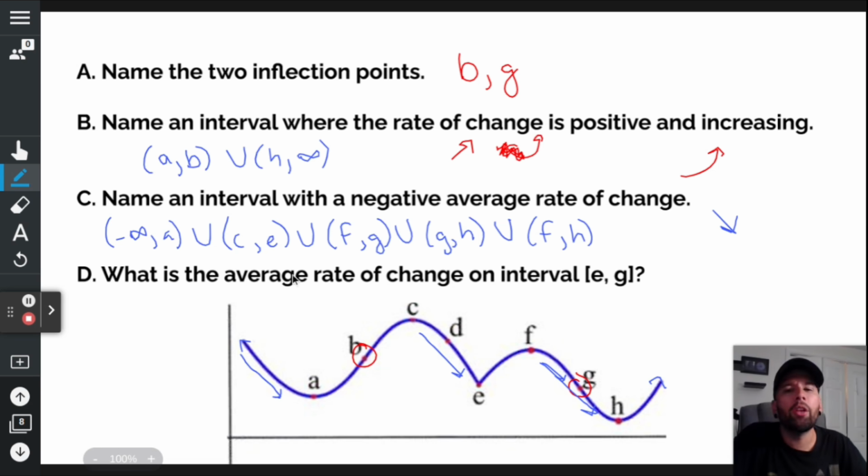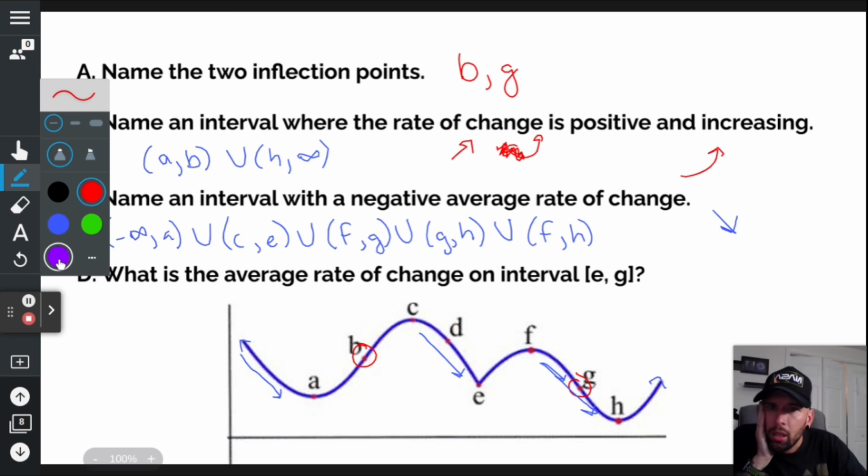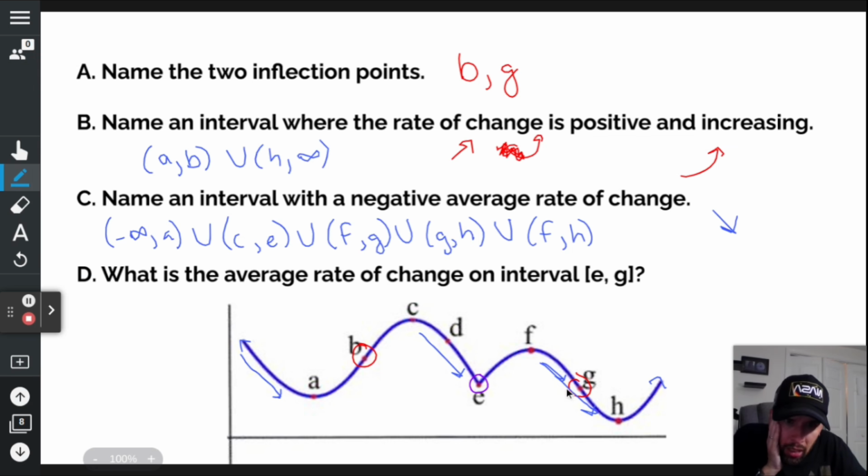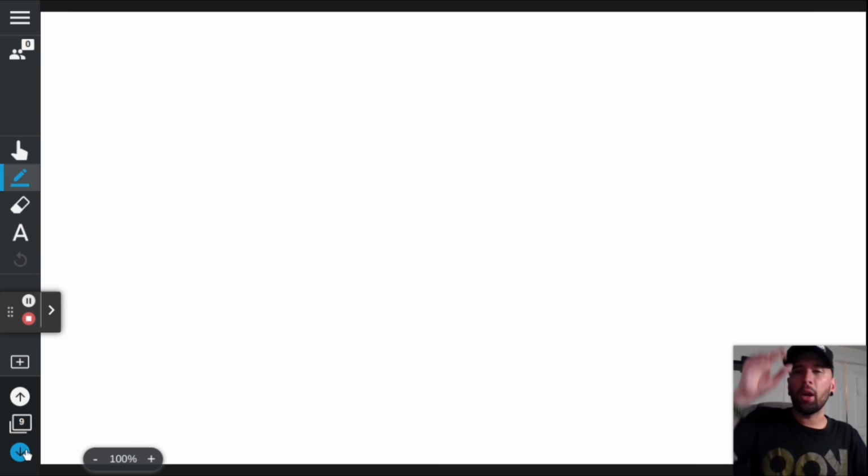What is the average rate of change on interval E, G? Here's E. To get to G, it's just a straight horizontal line. Well, that's 0, boys and girls. Moving on to the next one. A couple more, I think 2 more.